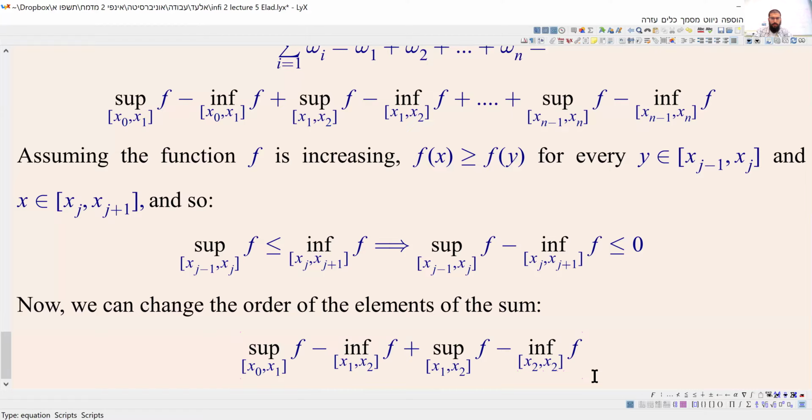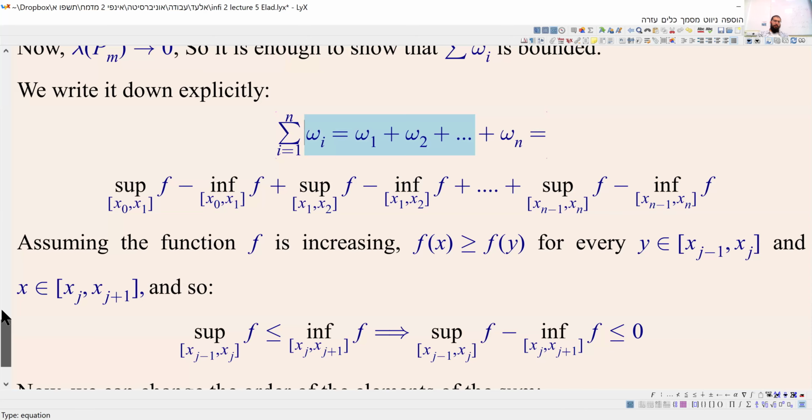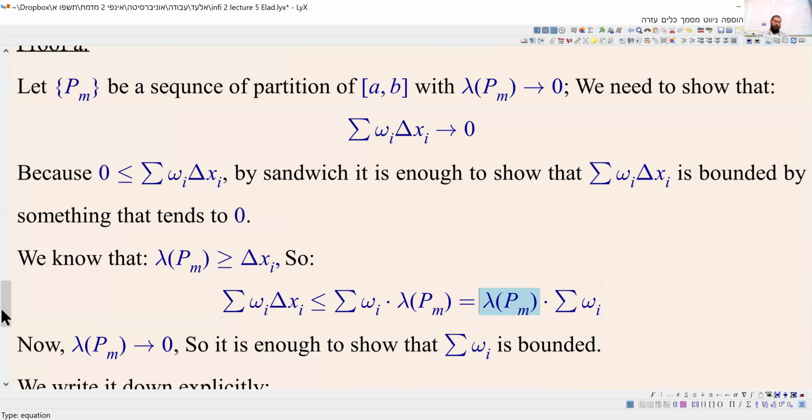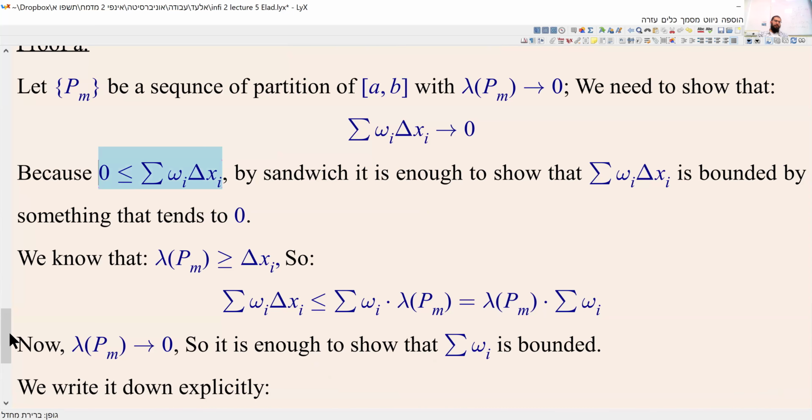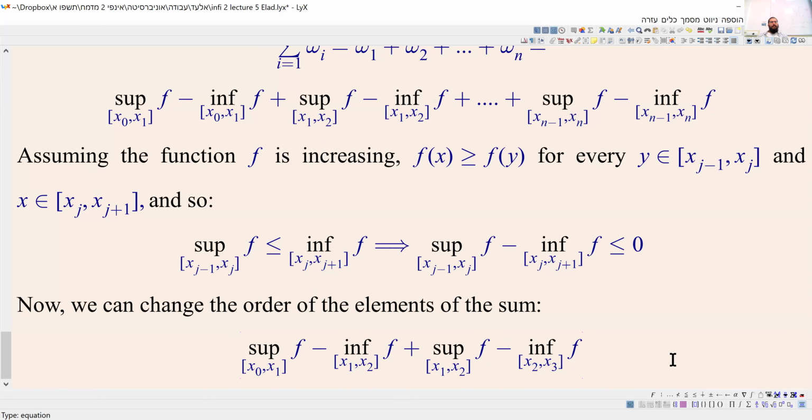Sorry, what are we trying to prove here? That this sum is bounded. And what is bounded, multiplied by something that tends to 0, will tend to 0 as well. Which is enough for us to prove that the function is integrable. And again, little omega is the oscillation between the supremum and infimum in every segment.